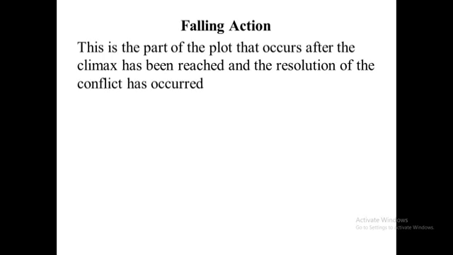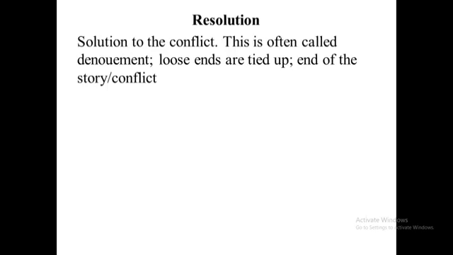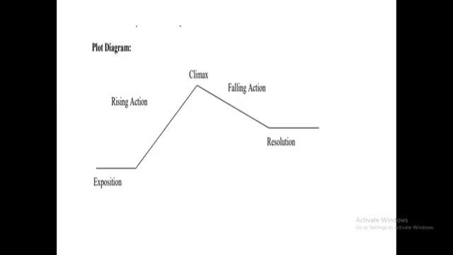Falling action. This is the part of the plot that occurs after the climax has been reached and the resolution of the conflict has occurred. That is called falling action. Resolution. Solution to the conflict. This is often called loose ends or the tied up end of the story. Basically, when the conflict is resolved, that is called resolution.